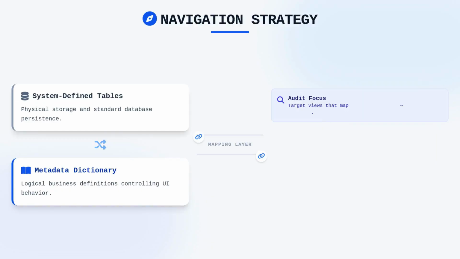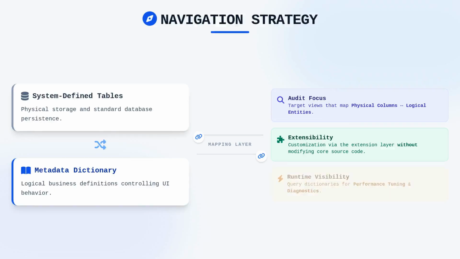When you audit the schema, focus your attention on the views that capture the mapping between the physical column and the logical business entity. These entries are often referenced by the application's extensibility layer, which allows for customization without modifying the core source code. By querying these dictionary tables, you gain visibility into how the system dynamically constructs the data layer during runtime, which is critical for performance tuning and diagnostic tasks.